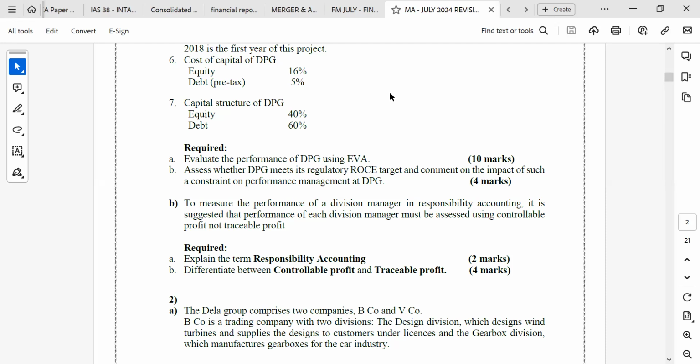So you can go ahead to look at the types over here. We have the cost center. People are going to be managing that, and they have to be held responsible for activities that are coming from that particular side. Differentiate between controllable profit and traceable profit.